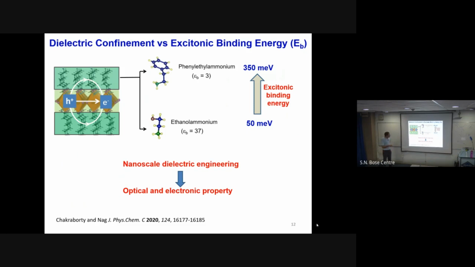I can also change these numbers by changing the halide ion here, chloride versus bromide. This ratio I can change, keeping the organic part constant. So the moment I play with the ratio, I can see a systematic change in the lifetime. It's very clear.